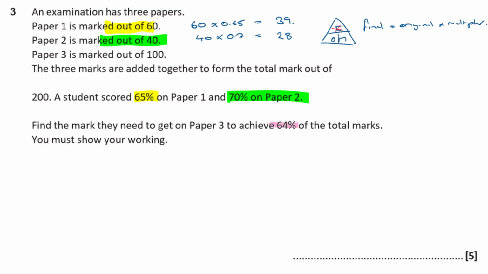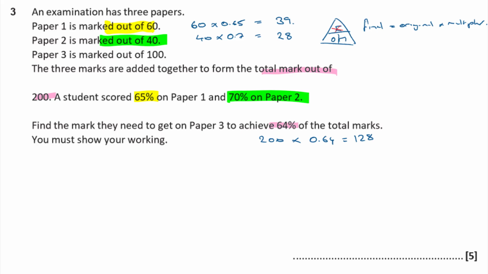Okay, now we know that the total marks out of everything is 200, so to achieve 64% of the total marks is going to need 200 times 64% written as a decimal. That's 0.64, and that comes to, I think it's 128 just off the top of my head. You can verify that on the calculator if you wish.